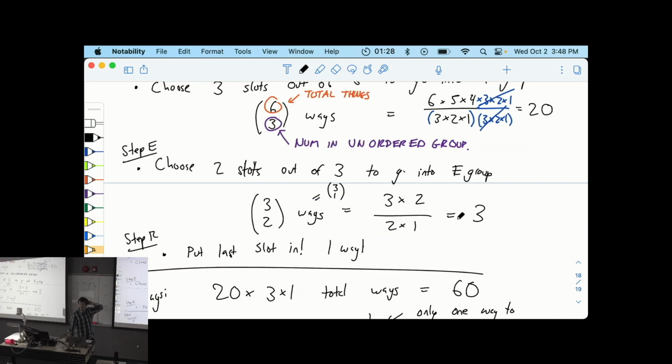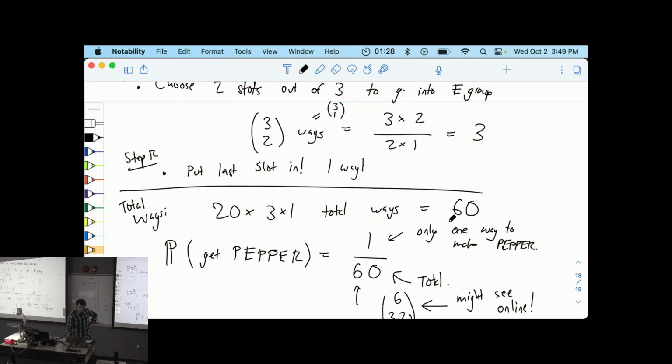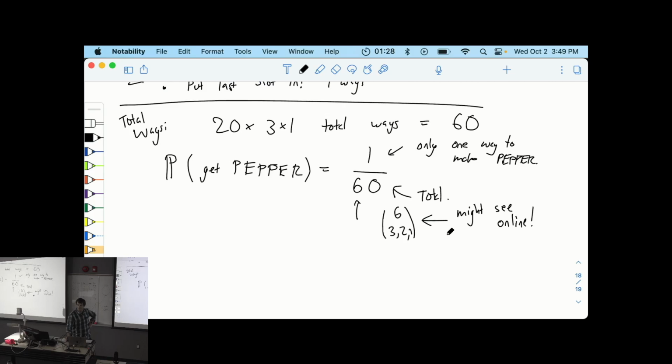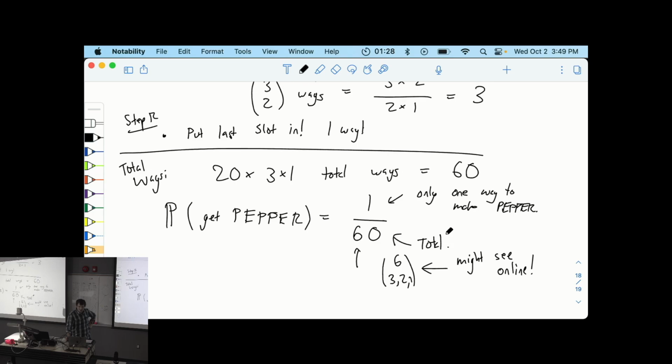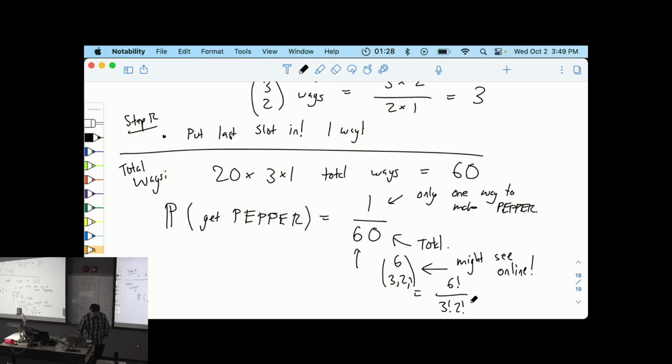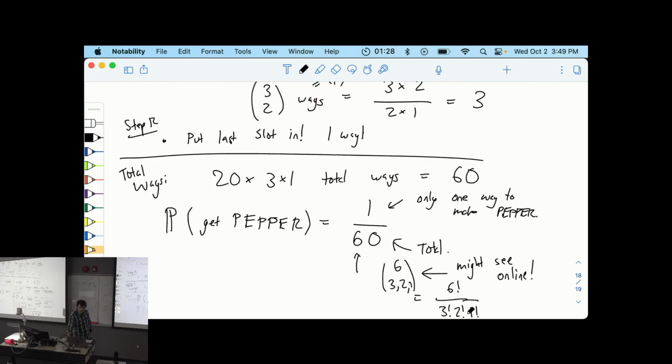For the last step, when you get to the very end, could you just simply go 6 factorial over 3 factorial times 2 factorial times 1 factorial? Yeah, so that's what this formula is, 6 factorial over 3 factorial times 2 factorial times 1 factorial, and that is the right answer. And if you calculate everything we did, that's what we got.